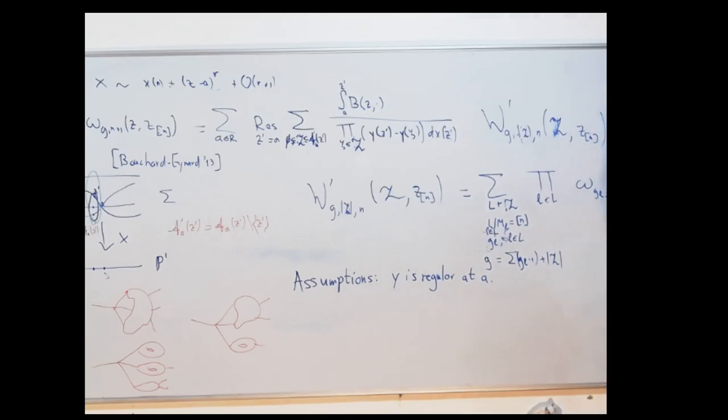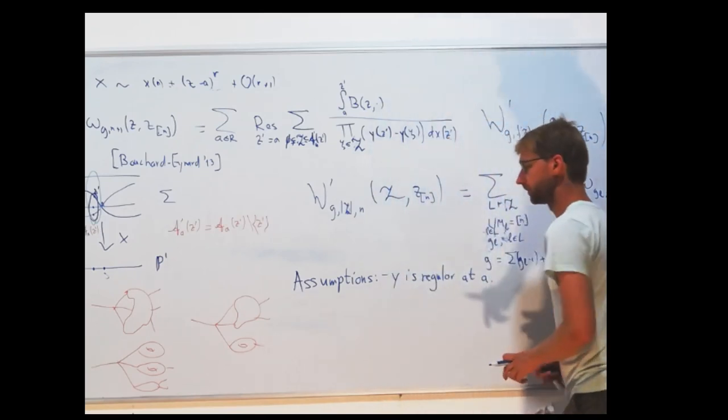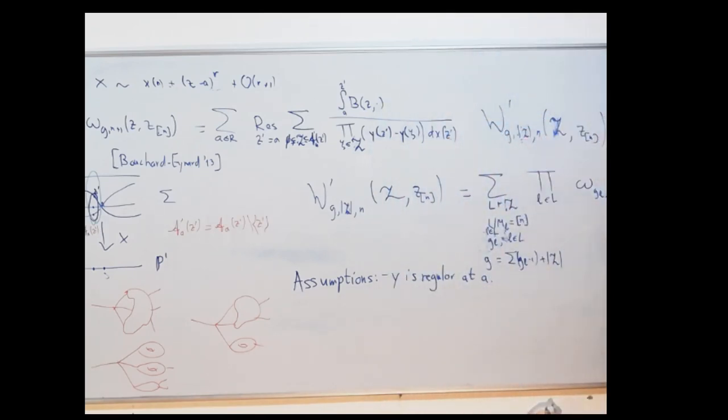In the sense that it doesn't have a pole. And well, you may want to lift this condition. Particularly, there are examples of topological recursion where this does not hold, that do in fact calculate interesting invariants. So we may want to get rid of this.